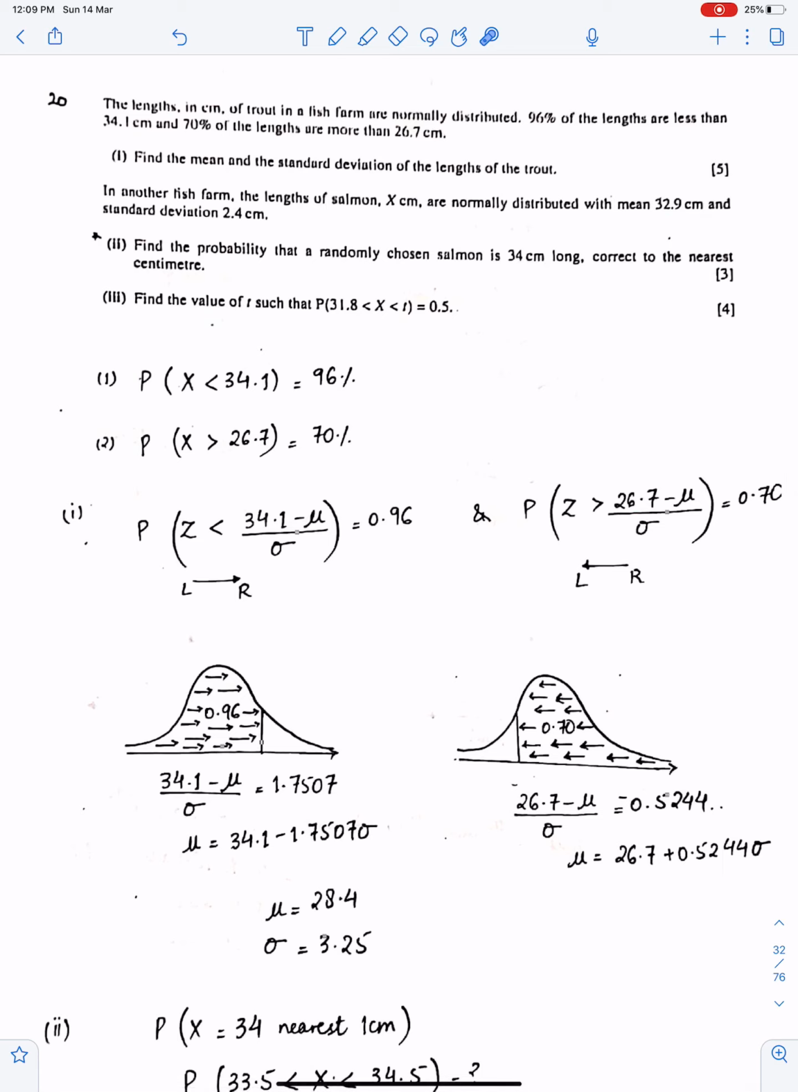Simultaneously, I'm leaving. Now this is very important. This is one of the most important things of normal distribution. Whenever you get an exact number like 34, you cannot find this probability. You need to use the lower bound and upper bound.